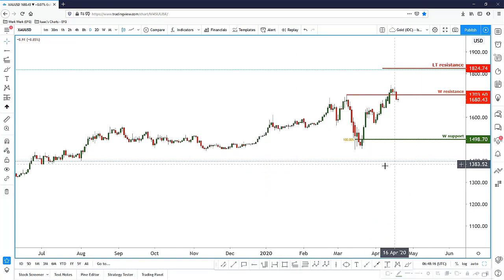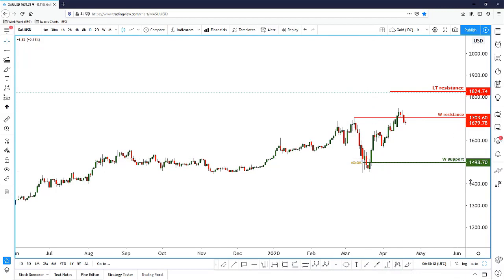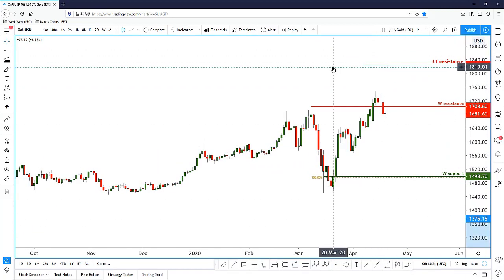Actually, I can even remove the long-term support because prices are too far away now. Just want to focus on these levels here.